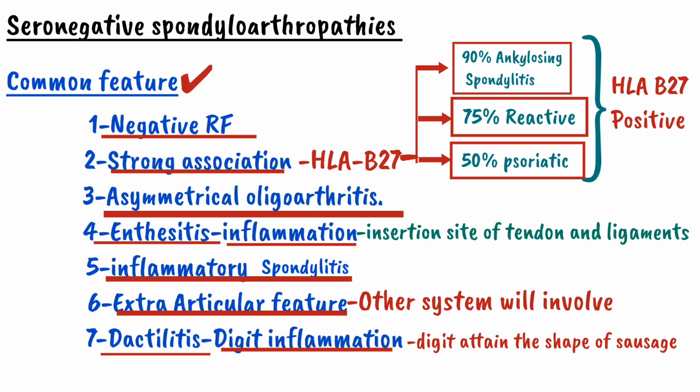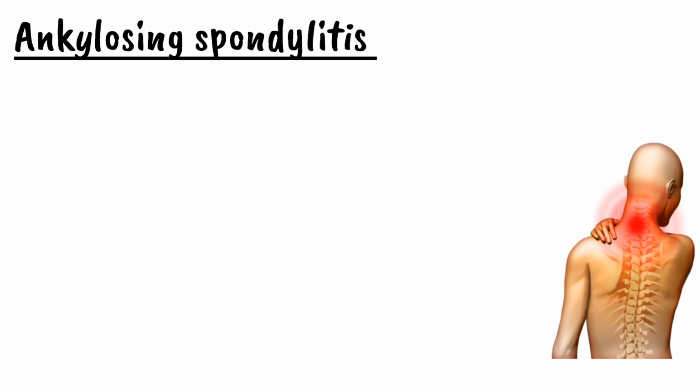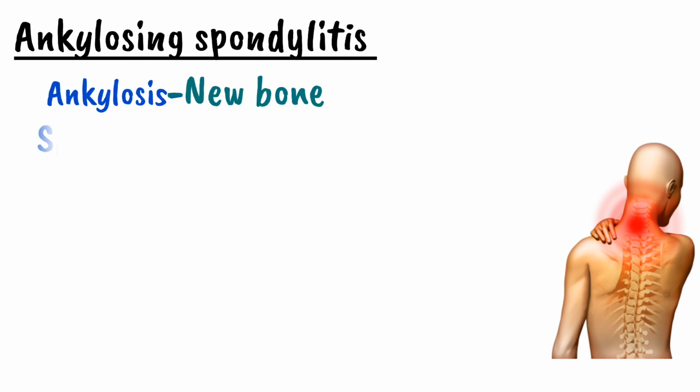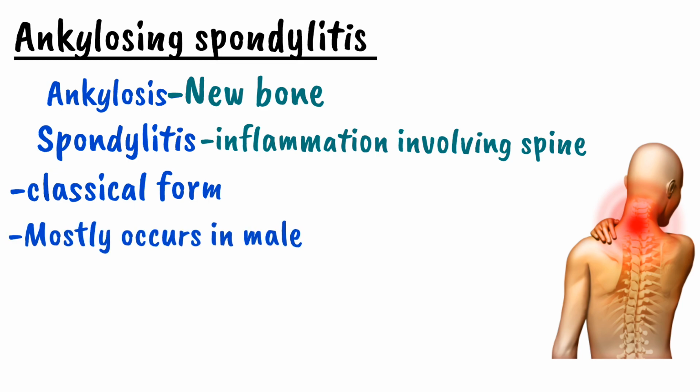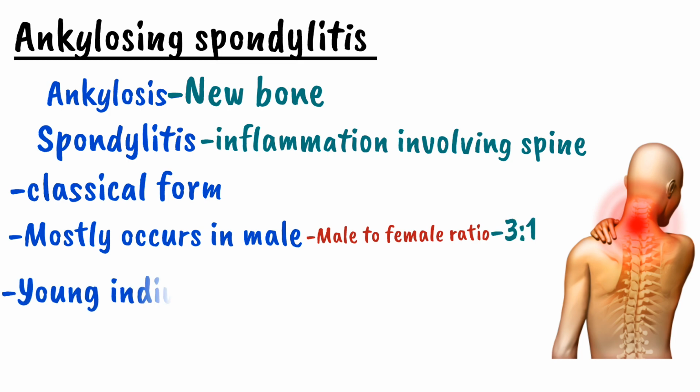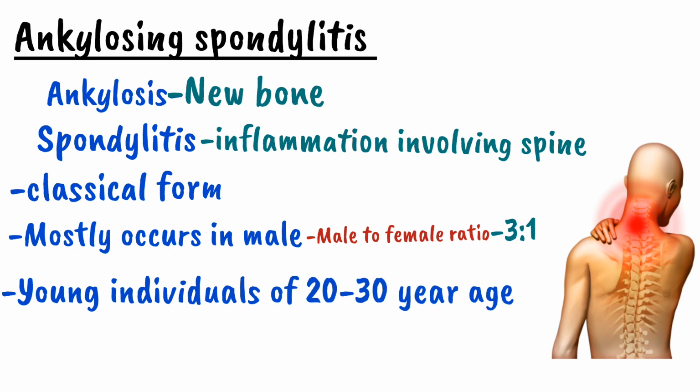In this lecture, we will study ankylosing spondylitis, and the remaining four will be discussed in part 2 of seronegative spondyloarthropathies. So what is ankylosing spondylitis? Ankylosis means new bone formation and spondylitis means inflammation involving the back. It is a classical form of seronegative spondyloarthropathies. It usually occurs in males. The male to female ratio is about 3:1, so it shows a male dominance. It usually occurs in young individuals who are about 20 to 30 years of age.